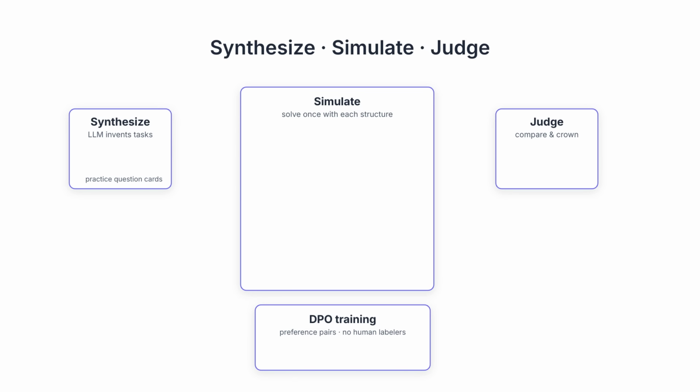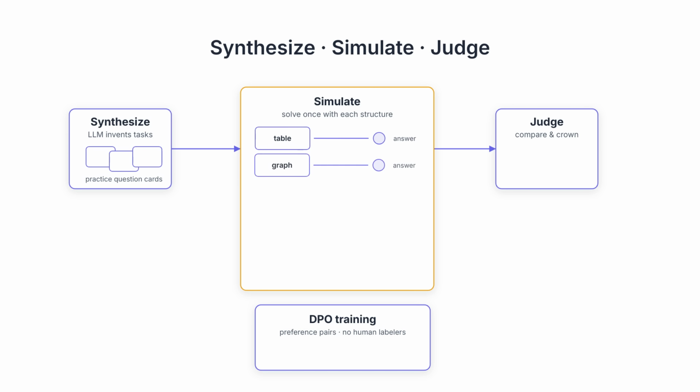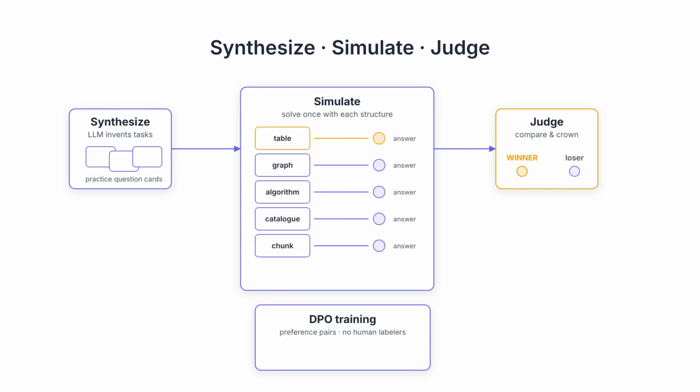StructRAG builds its preference data with a 3-step loop and 0 human labelers. Synthesize: a language model invents lots of diverse practice tasks. Simulate: for each task, it actually solves the problem using every candidate structure, once with a table, once with a graph, and so on. Judge: another model compares the solutions and crowns a winner. The winner versus loser becomes one preference pair. Run it at scale and you have a training set for free.